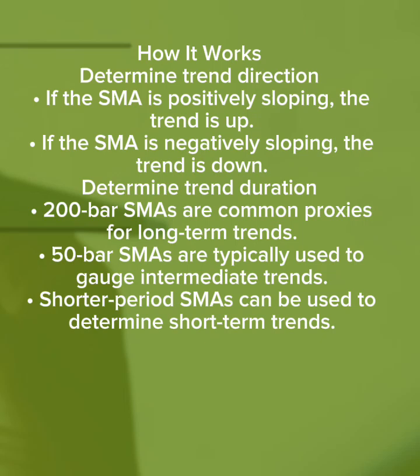If the SMA is negatively sloping, the trend is down. Determine trend duration. 200-bar SMAs are common proxies for long-term trends. 50-bar SMAs are typically used to gauge intermediate trends. Shorter period SMAs can be used to determine short-term trends.